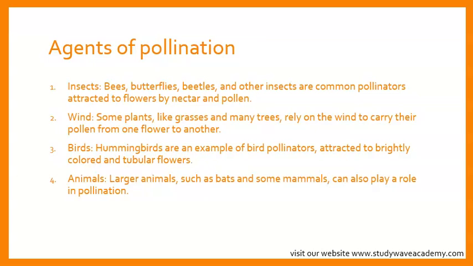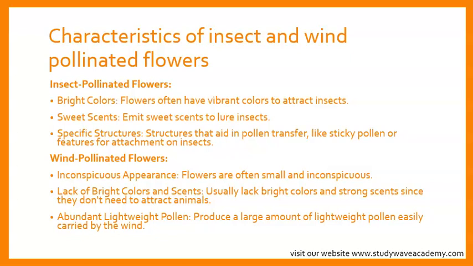Okay? So these are the agents of pollination: insects, wind, birds, animals. They help in the pollination process. Do you understand? Good. Next, we're going to be looking at characteristics of insect and wind-pollinated flowers.